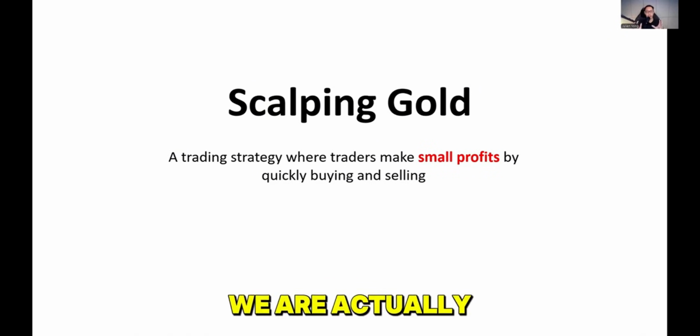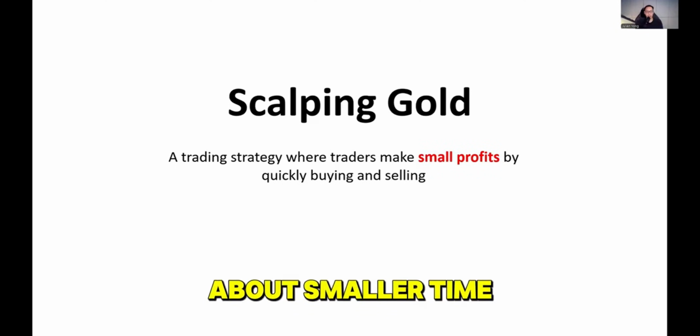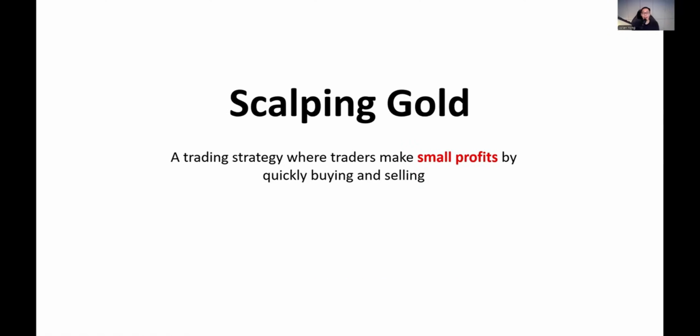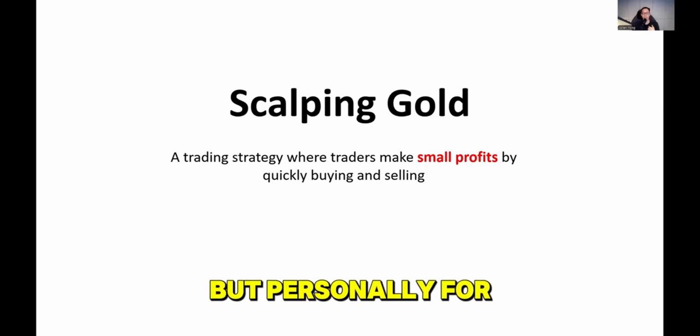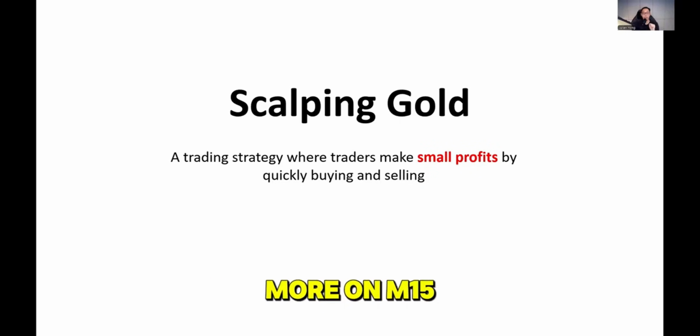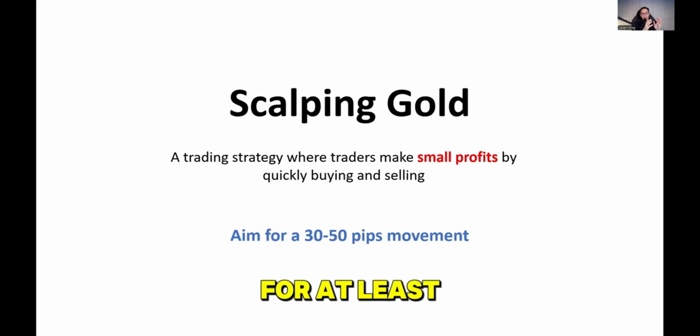And because of this, we are actually using a smaller time frame in order to get in and out very, very quickly. And when I talk about smaller time frame, what is the time frame that I'm talking about? I'm mainly referring to M15. Sometimes you can do it on M5 as well, but personally I like to do it more on M15. And when we talk about smaller profits, we're aiming for at least a 30 to 50 pips movement.